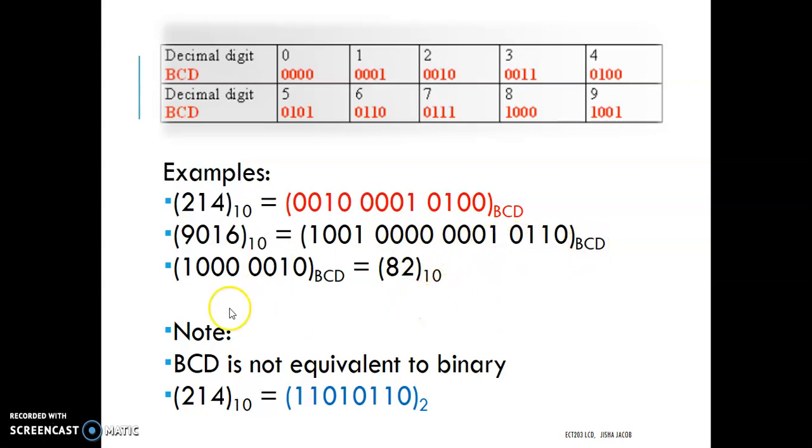If you want to do it the other way around, you divide the given BCD into sections of 4, that is 0010 is 2 and 1000 is 8. So you have 82 here.